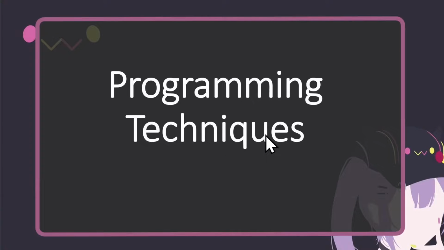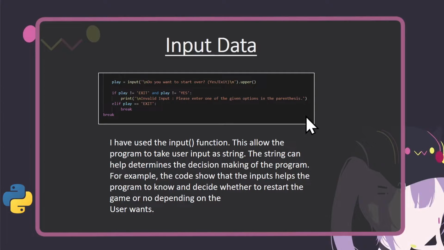Now I will talk about the programming techniques that I have used in my coding. First, I have used the input function. This allows the program to take user input as a string. The string can help determine the decision making of the program, so it decides whether to restart the game or not depending on the user.